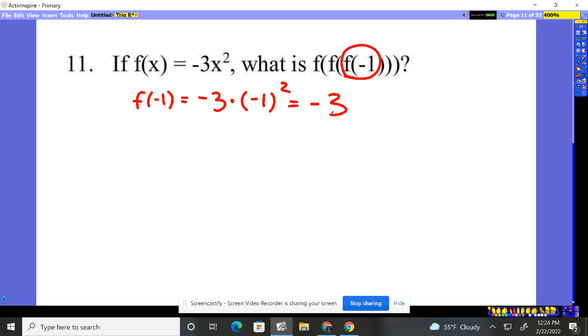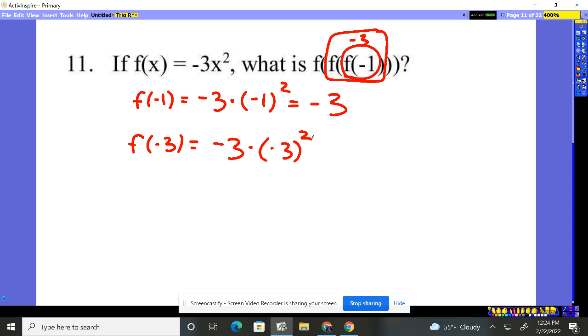We now have to evaluate this f of -3. So we're now plugging our answer back into the equation. So we plug -3 in. -3 times -3 squared. Well, -3 squared is 9. And that gives you -27.